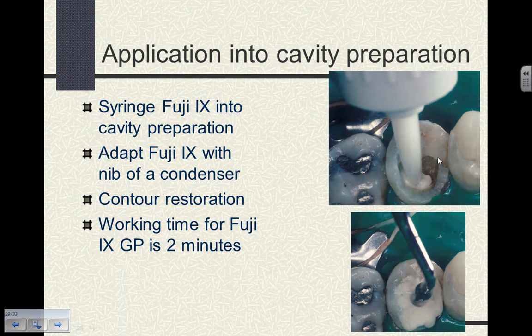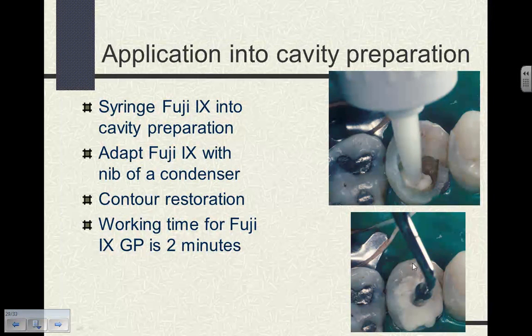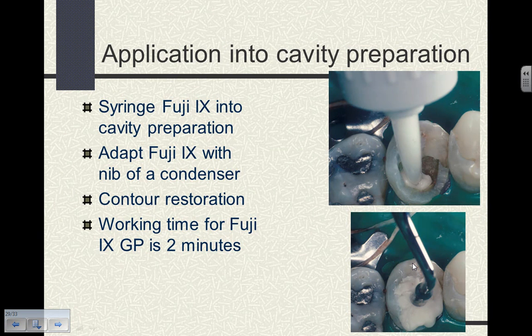It's going to flow into the cavity preparation, and then using an amalgam condenser, you can adapt it to the tooth. In this case, we didn't need to use a matrix band. In some cases, you do. The working time for Fuji 9 GP is 2 minutes. It starts to get too hard, it starts to become too rigid, and you can't apply it. So you've got 2 minutes of working time after you place it in the cavity preparation.